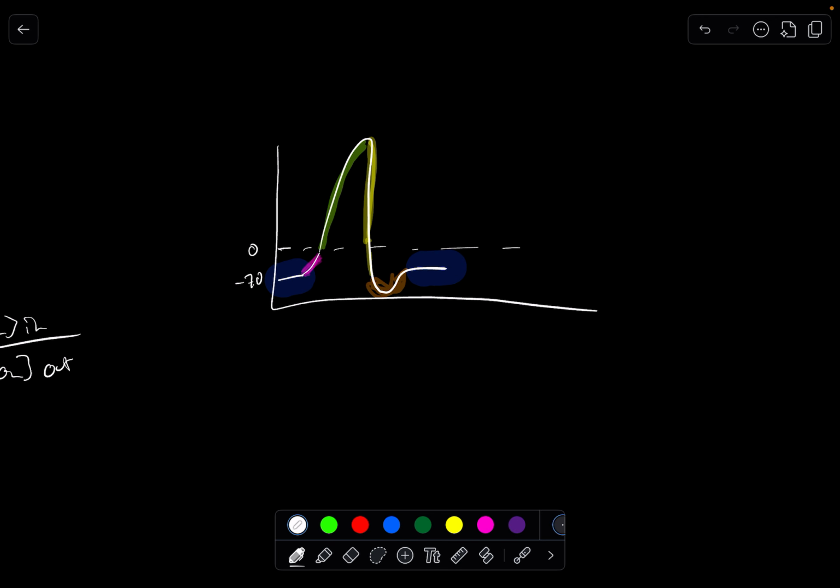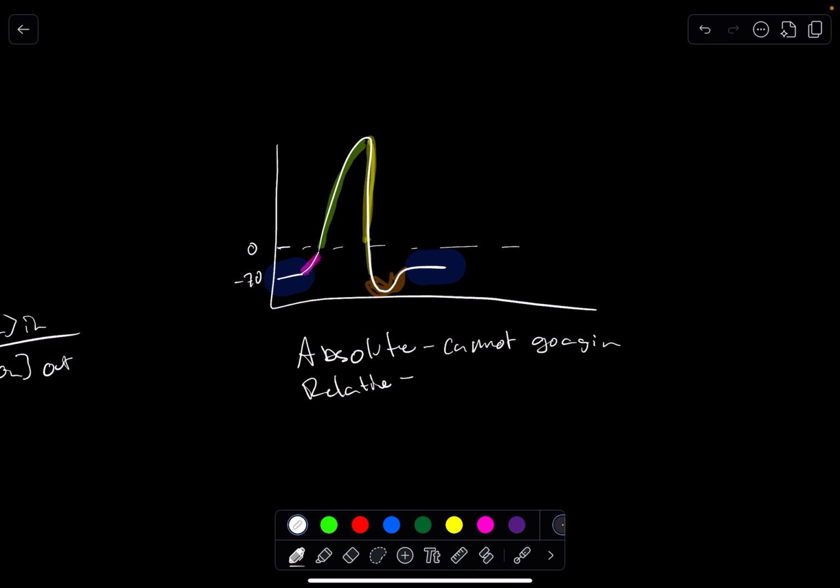Another thing I think is important to talk about is refractory periods. So we've got an absolute refractory period and a relative refractory period. Absolute means that we cannot have another action potential. Cannot go again. Okay, we have to wait a little bit longer. Relative is we can, but the stimulus has to be a lot stronger or a lot longer. Okay, it's not going to be just a regular action potential. It can't be just a regular stimulus to set off the action potential. It has to be a lot more intense.